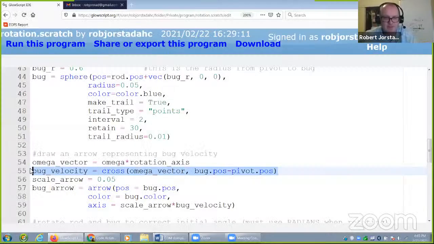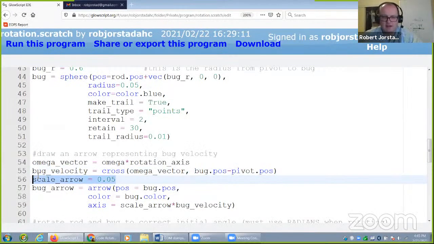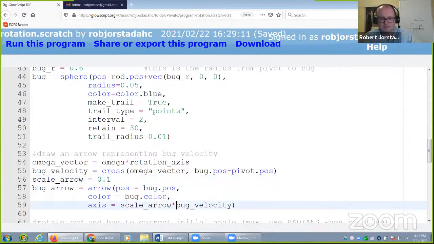All right, so let's go back into here now and see if this makes sense. So that's this line of code. This is just a scale arrow. So what does this mean? If I try and draw the bug velocity full size, it's going to be huge. So what I did is I just played around with this number. You could have typed in 0.1 or whatever you want here. But the idea is this number is simply used to keep the arrow size under control. And notice, instead of making the arrow the size of the velocity, it's the velocity scaled down by some amount.